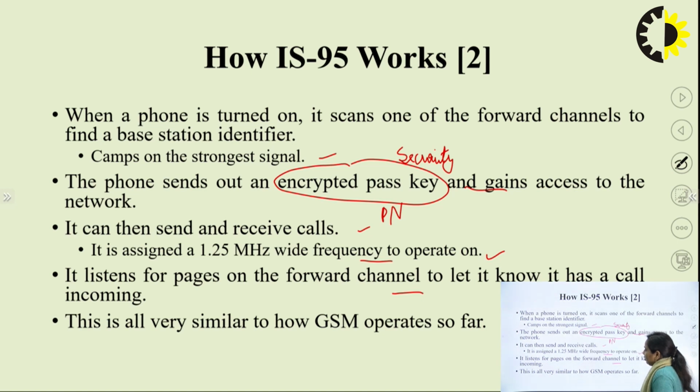This is all very similar to how GSM operates so far. So basically, 1.25 megahertz of the frequency range is associated with every user, and that will act as a guard band to separate the data of two different users. And it also listens for pages on the forward channel to let it know about all the incoming signals coming its way.